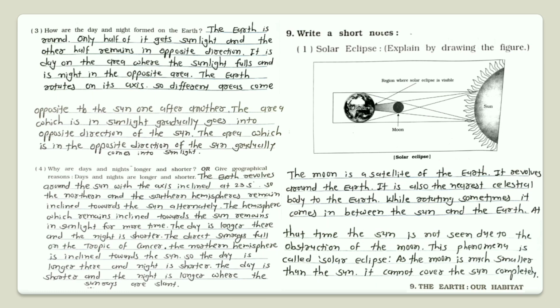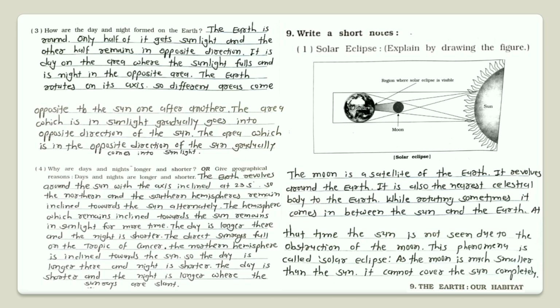Third number, how are the day and night formed on the Earth? So the Earth is round. Only half of it gets sunlight and the other half remains in the opposite direction. It is day in the area where the sunlight falls and night in the opposite area. The Earth rotates on its axis. So different areas come opposite to the sun one after another. The area which is in sunlight gradually goes into the opposite direction of the sun. The area which is in the opposite direction of the sun gradually comes into the sunlight.